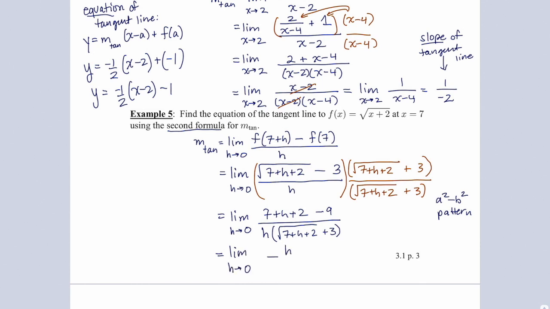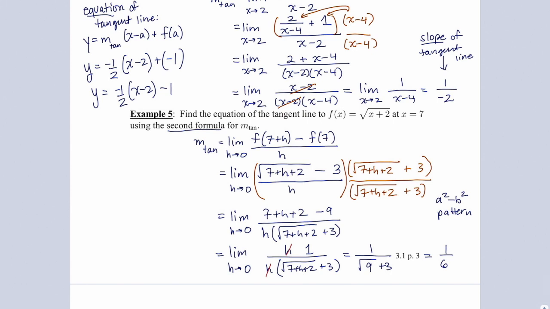So I have h over h times square root of 7 plus h plus 2 plus 3. And now I can reduce my h over h, so I no longer have an h in the numerator, now I just have a 1. And I also no longer have an h in the denominator, so when I try to substitute h equals 0, I won't have this 0 over 0 problem anymore. And when I do my direct substitution, I have 1 over square root of 9 plus 3, so 1/6.